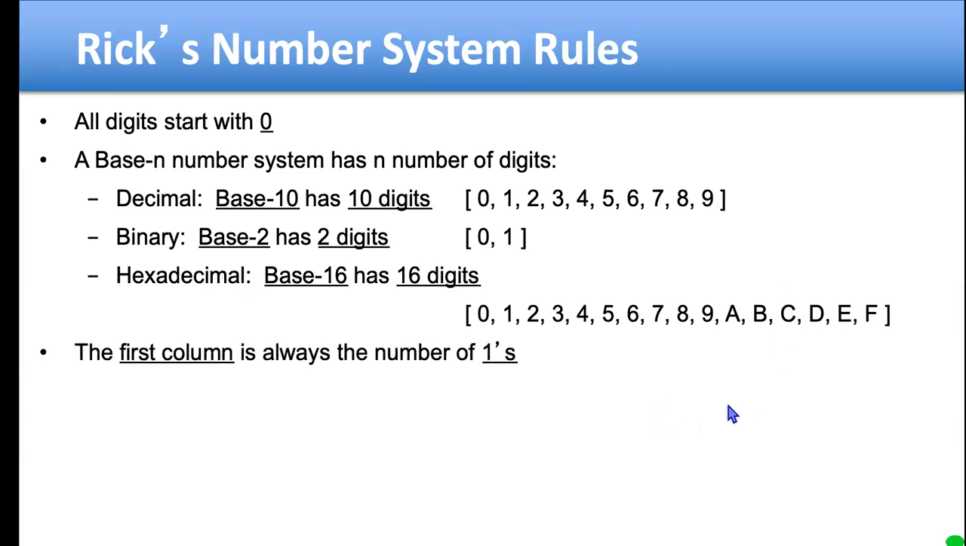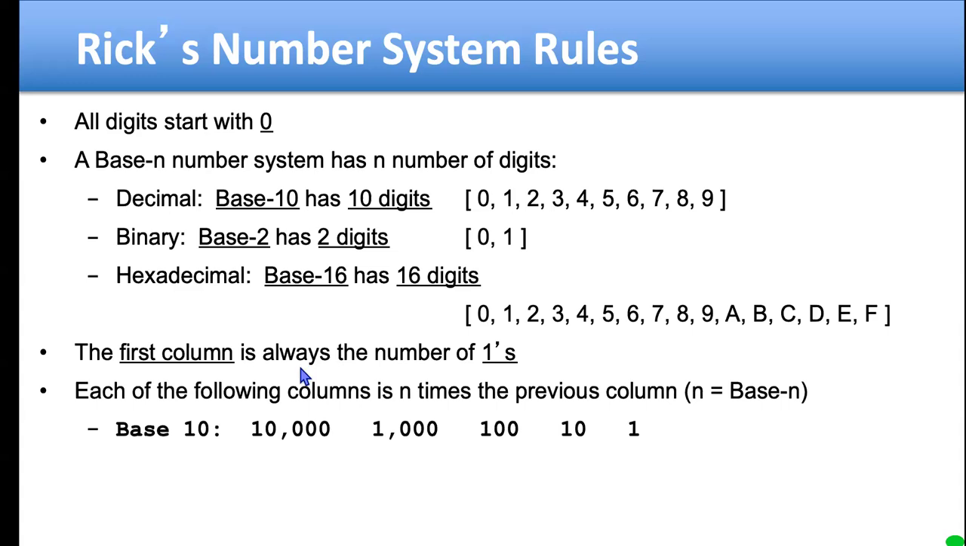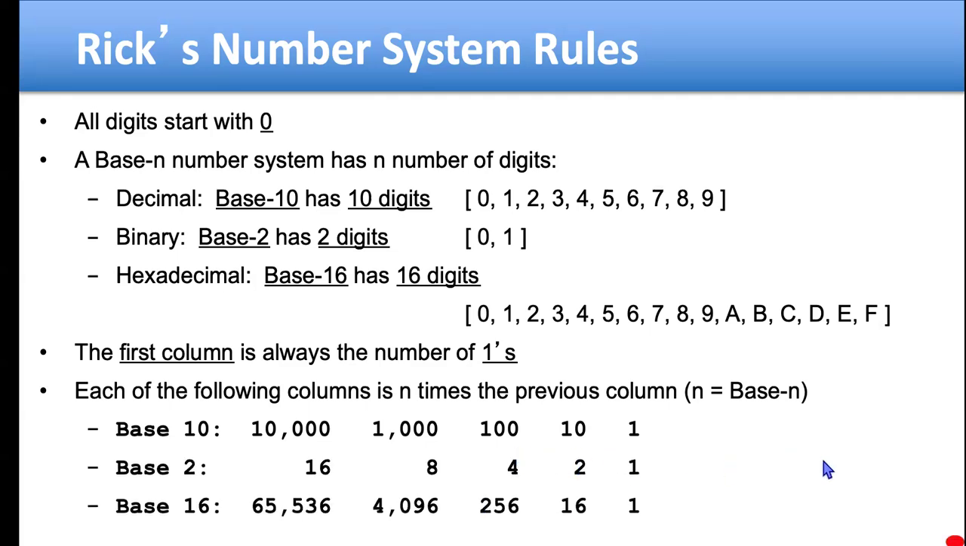Now, if we look at the first column, the rightmost column, in whatever base we're talking about, the first column is always the column of ones. We'll see this more in a moment. Every column after that, in base 10, would be 10 times the previous column. In base 2, it would be 2 times the previous column. Base 16 would be 16 times the previous column. We'll see more of that in a moment.